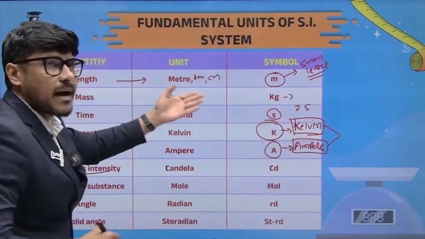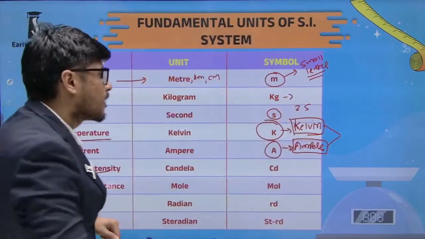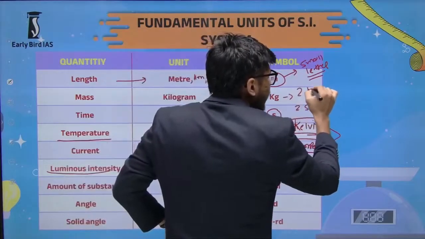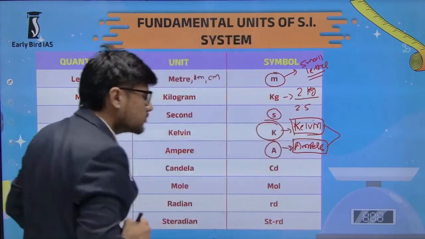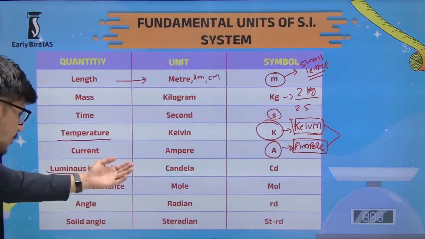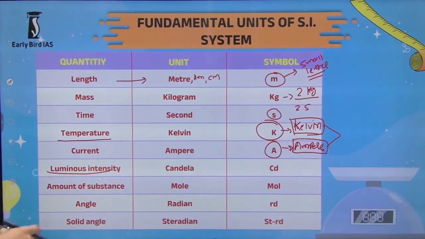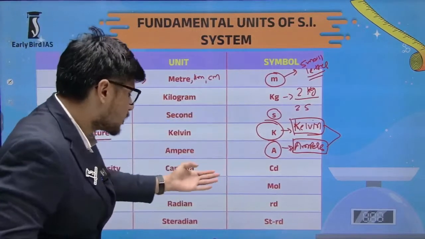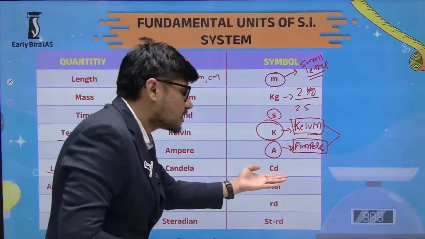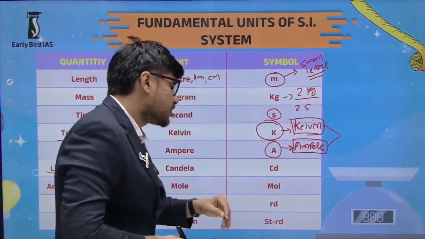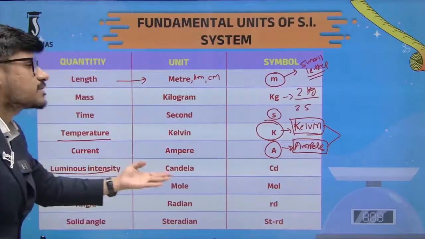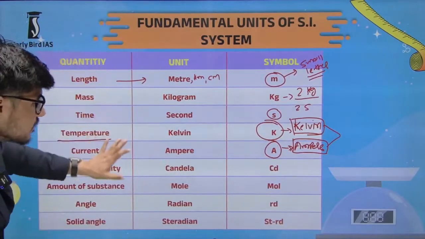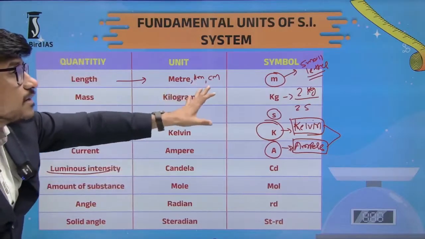If you want to measure mass, there is the kilogram. For example, I told you now, 2 kg sugar. If you want to measure luminosity, luminosity means light, how much light is in this room, there is the candela and the symbol is cd. For the amount of substance there is the mole. So these are the various standard units.